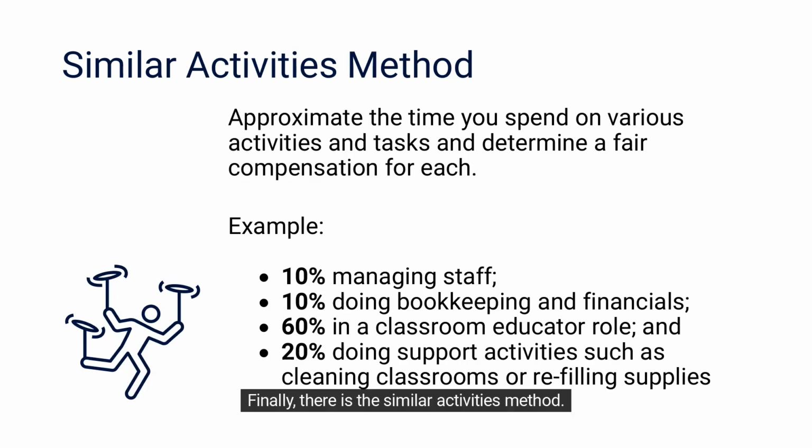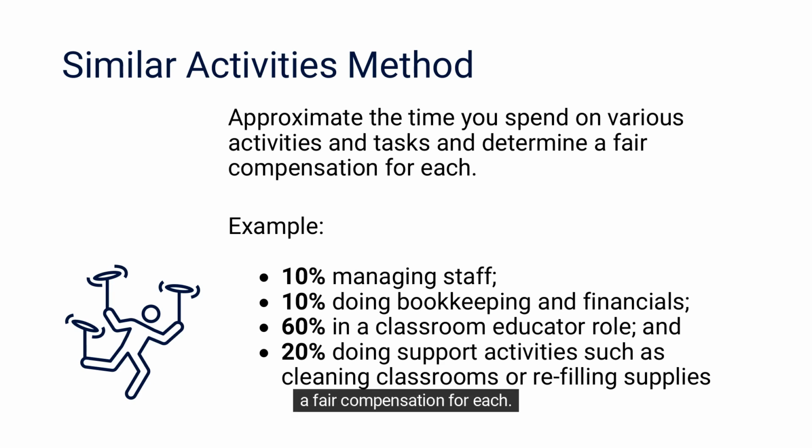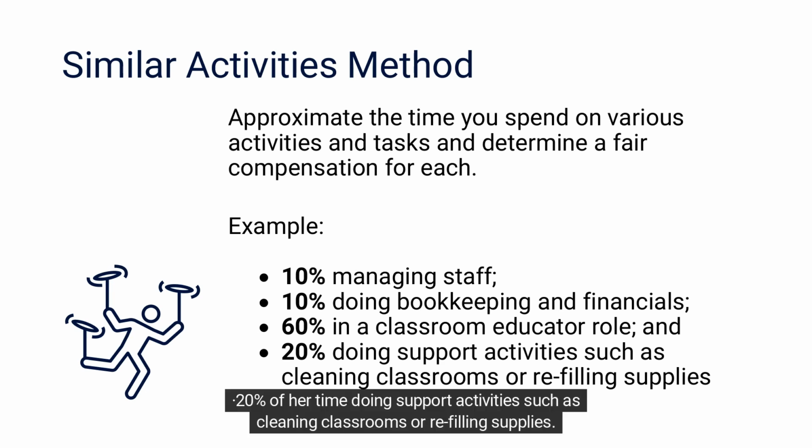Finally, there is the similar activities method. Using this approach, you will approximate the time you spend on various activities and tasks and determine a fair compensation for each. For example, let's say Jackie determined that she spent 10% of her time managing staff, 10% doing bookkeeping and financials, 60% of her time in a classroom educator role, and 20% of her time doing support activities such as cleaning classrooms or refilling supplies.